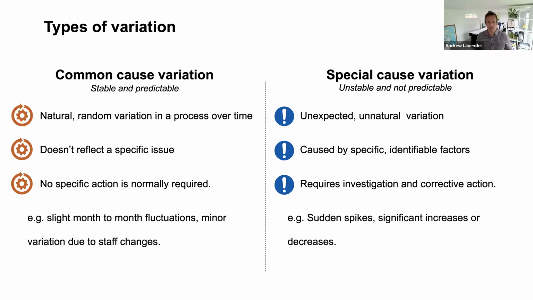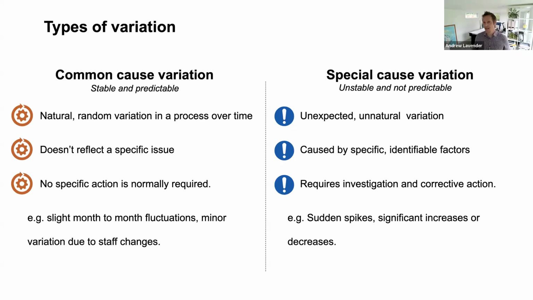Normally this type of variation doesn't reflect a specific cause or issue. It's not a negative thing. There's no specific action that's required to resolve anything. It's just the natural variation over time. So that might be, yeah, the example at the bottom here, a month-to-month fluctuation or day-to-day or whatever it is, or minor changes due to staffing on different shifts and things like that. So it's just the natural stuff that happens in the background, essentially. Hopefully that's fairly easy to get your head around.